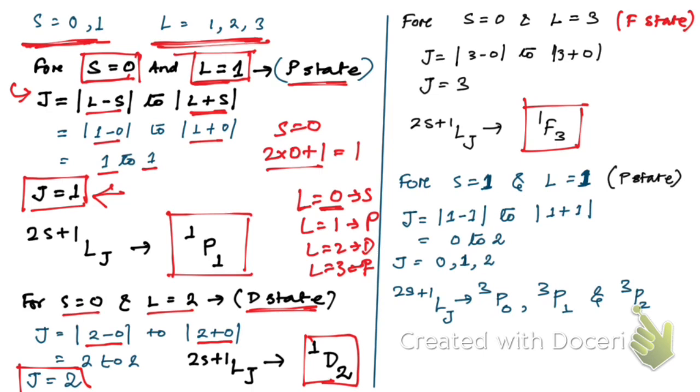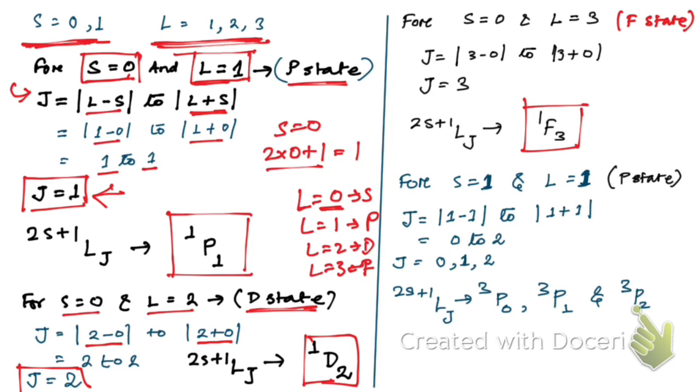Then for S is equal to 0, multiplicity is going to be equal to 1, right? So here we are getting 1D. For L is equal to 2, D state, so here we have got D, right? And value of J we have got 2, right? So hope you have understood this.